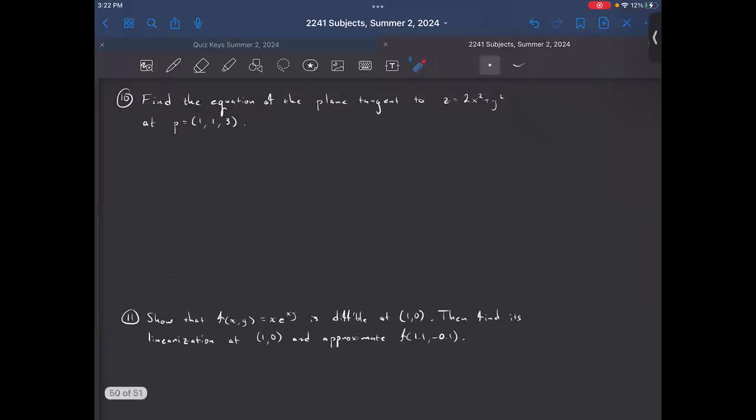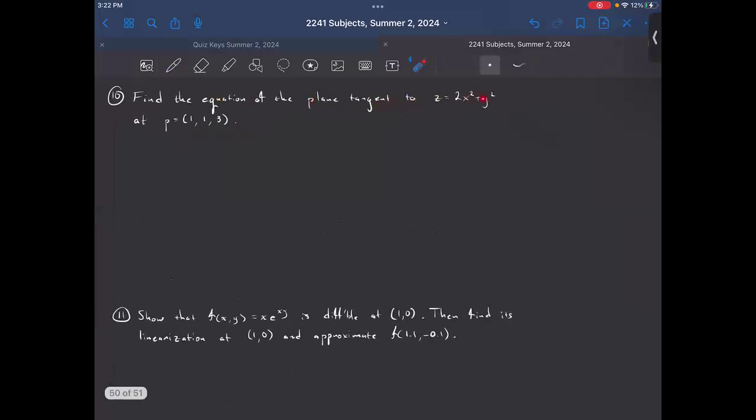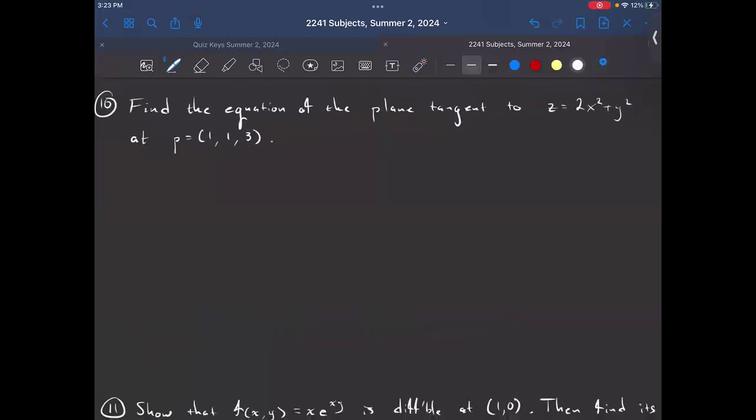All right, so it says find the equation of the plane tangent to this function at this point. First off, it's probably a good idea to check that they gave us the correct point. Does 2 times 1 squared plus 1 squared equal 3? Yes, it does, and so we're happy with that. All right, cool. So they gave us the correct point and things work out. So let's zoom in here a little bit and start trying to find the plane tangent to this graph.